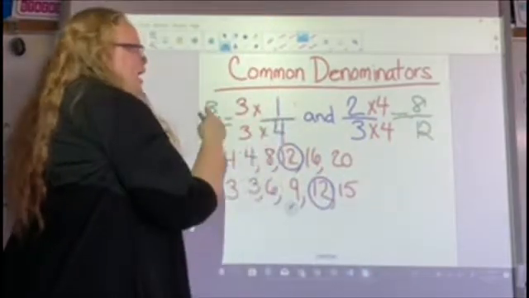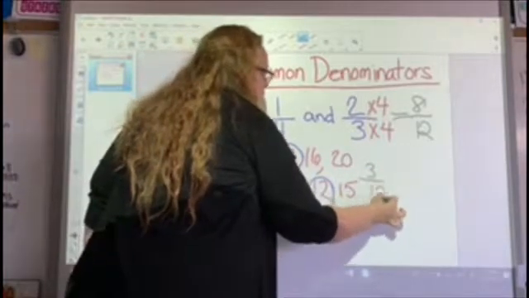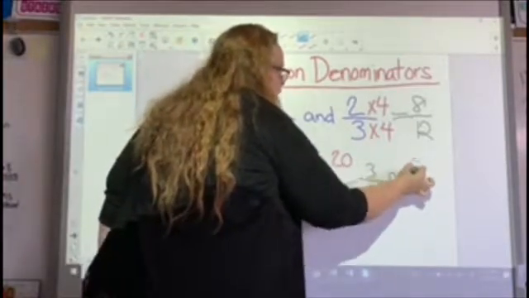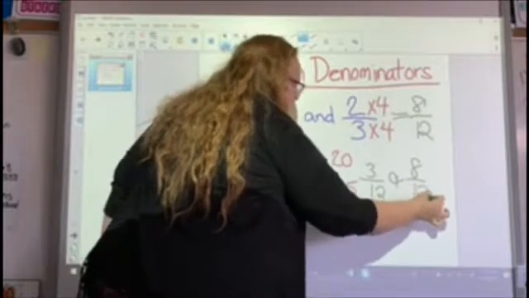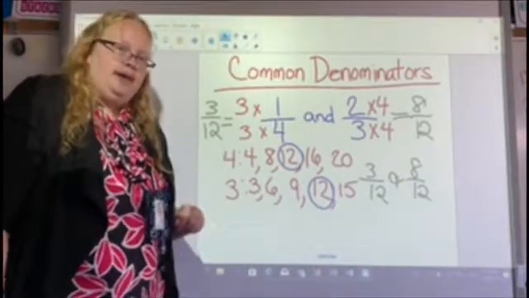That means I made common denominator fractions of 3/12 and 8/12. The denominators are the same in both fractions, so they have common denominators.